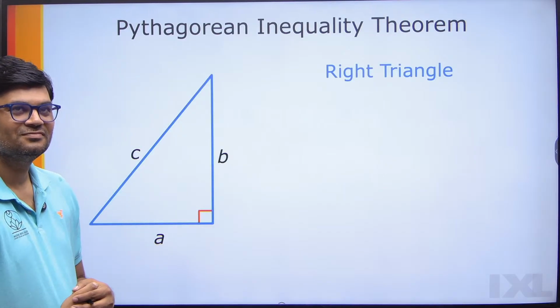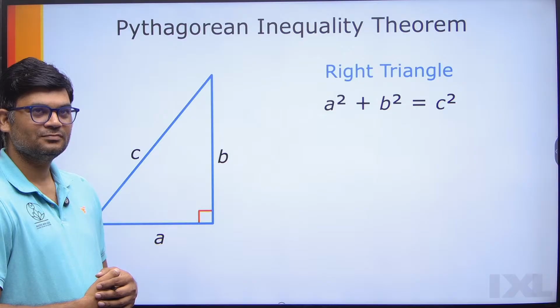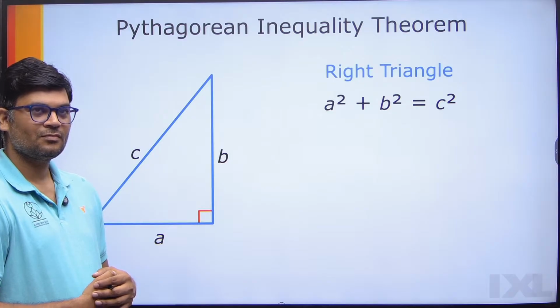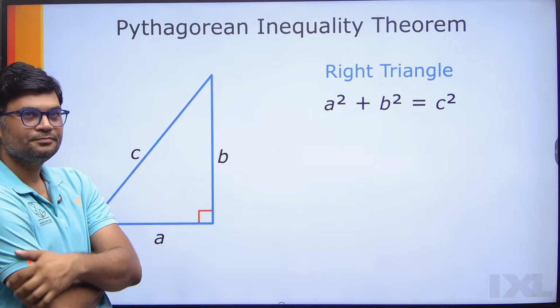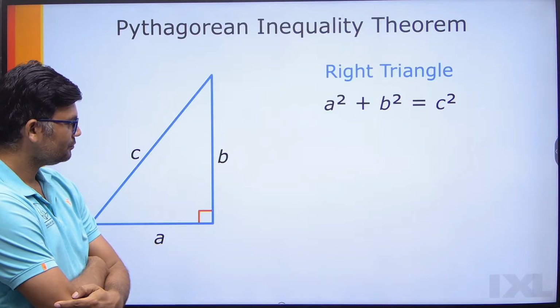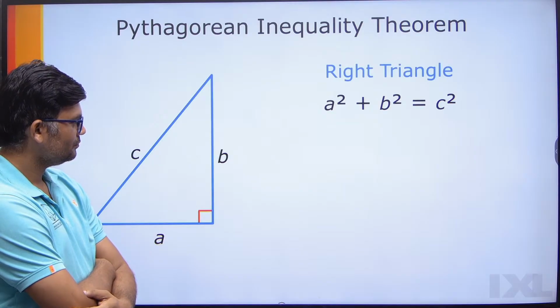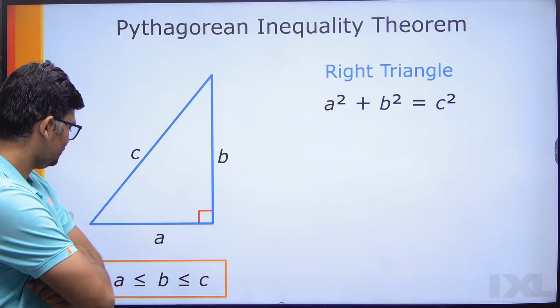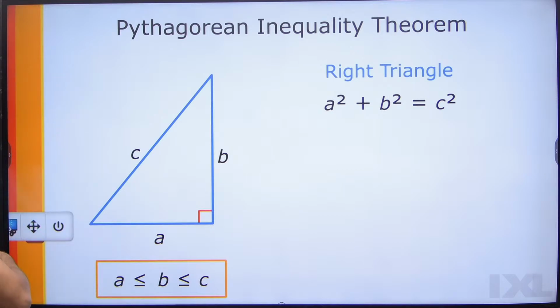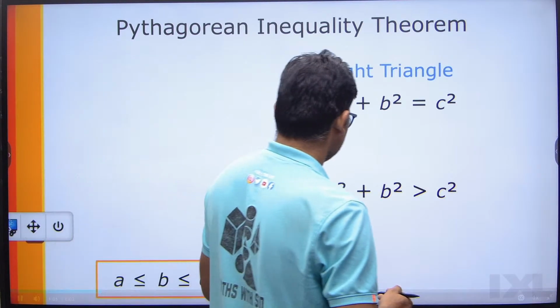In a right triangle, a squared plus b squared equals c squared, where a and b are the lengths of the legs and c is the length of the hypotenuse. The hypotenuse c is always opposite the right angle. For the legs, it doesn't matter which is shorter, but in this diagram a is shorter than b, so a is less than or equal to b, which is less than or equal to c. We'll make a the shorter side throughout our examples today. Now, what happens if a squared plus b squared is greater than c squared?